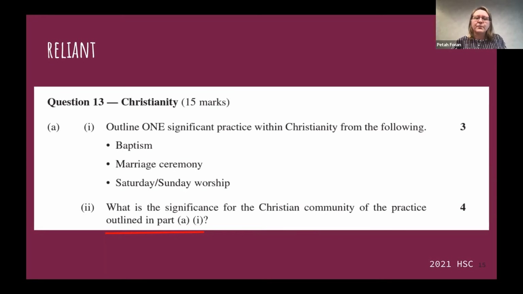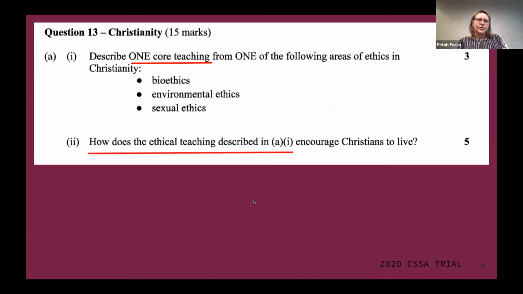Other students have done baptism, that's what they will write about. Other students, again, have done Saturday and Sunday worship, that's what they write about. So it looks like you've got an option there, but you actually don't. You have to write about what it was that you learned. This is another example of a reliant question, and these are the ones where you have to be absolutely very clear about what you have to do.